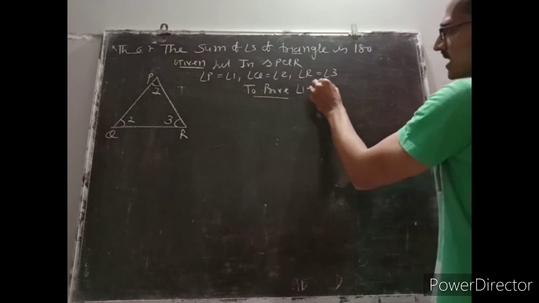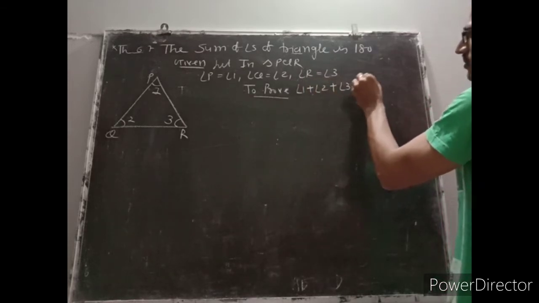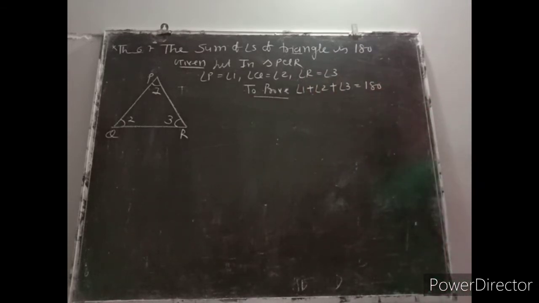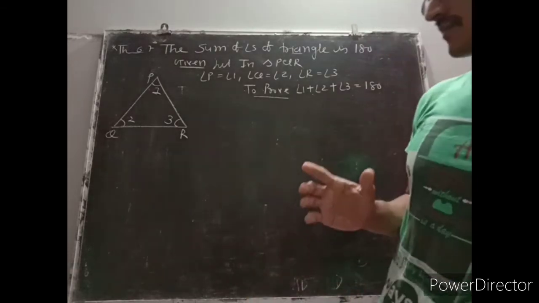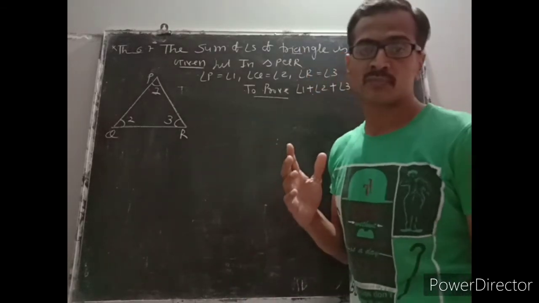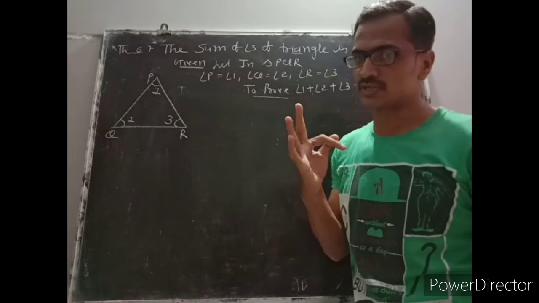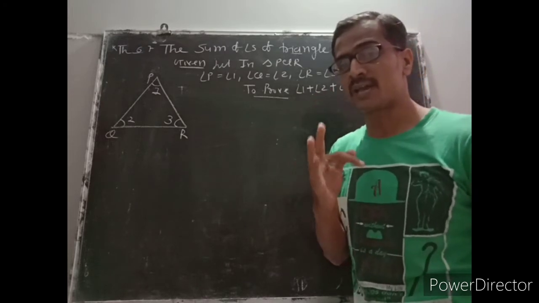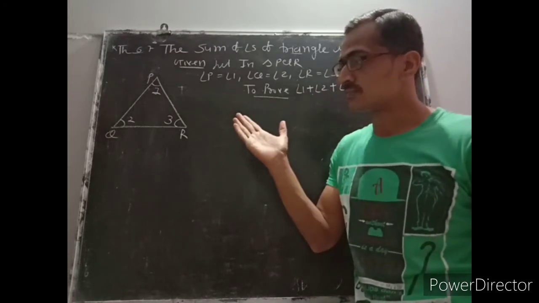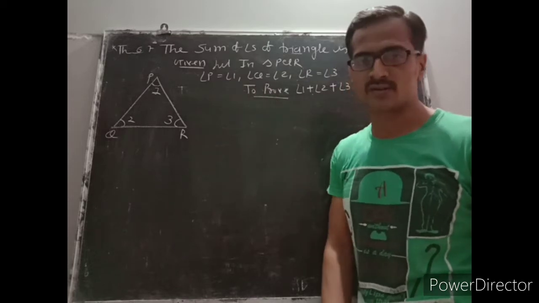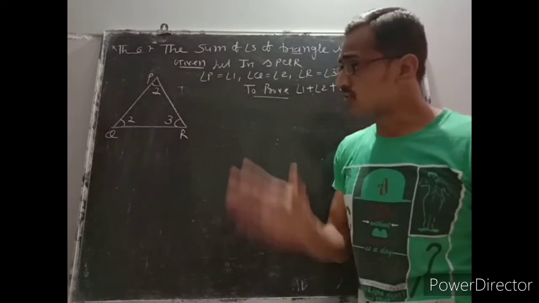Angle 1 plus angle 2 plus angle 3 equal to 180 degree. Look, till now we are having 6 logic: alternate, corresponding, interior, opposite. But that logic I can apply if 2 lines are parallel. But check it out, in this triangle no parallel lines are given. So what we'll do? We'll draw one parallel line.